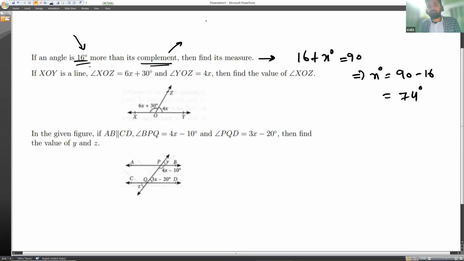Note it down, please. Sir, actually the screen is not visible for me.